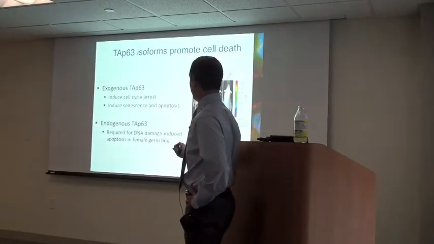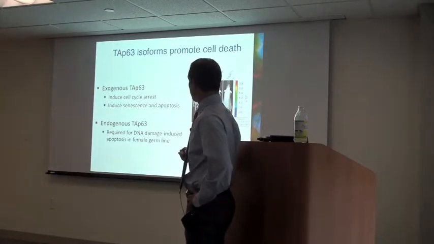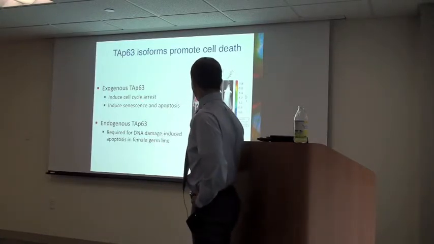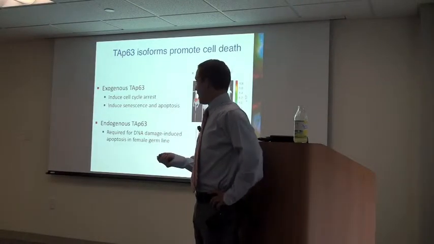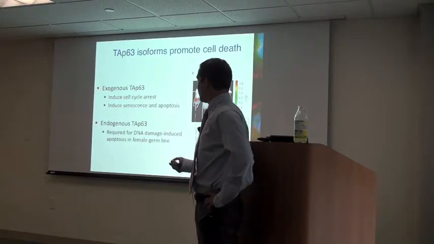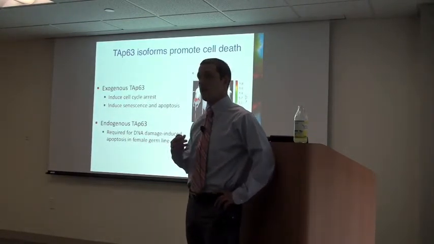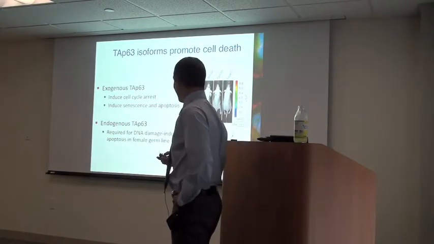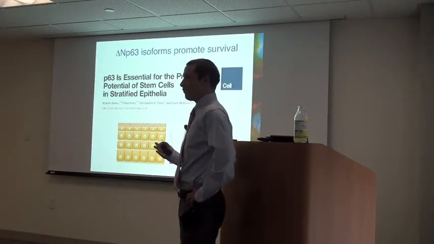So on the one hand, TAp63 isoforms promote cell death. Exogenously, TAp63 can induce cell cycle arrest, senescence, and apoptosis, and can inhibit tumor growth when expressed in mouse xenografts. And endogenous TAp63 is absolutely required for DNA damage-induced apoptosis in oocytes in a manner that is independent of p53. But then, on the other hand, ΔNp63 isoforms promote survival.